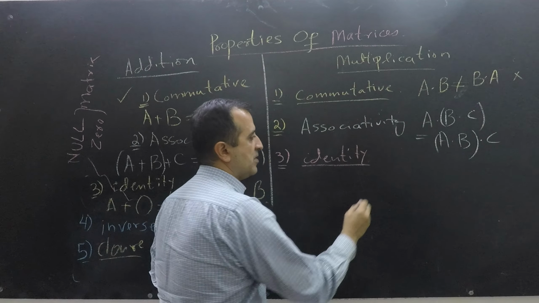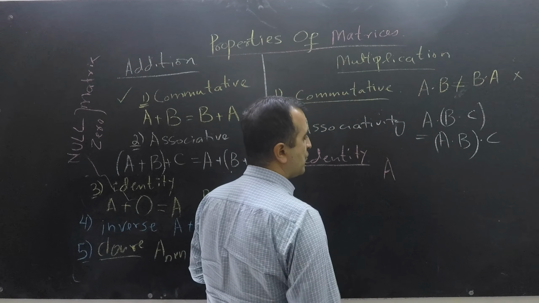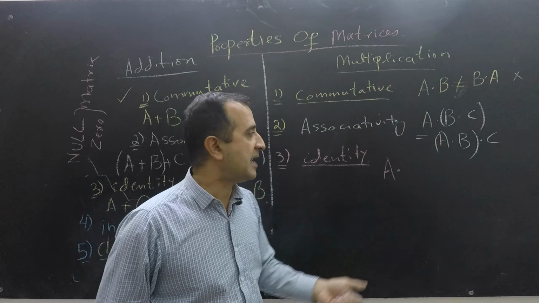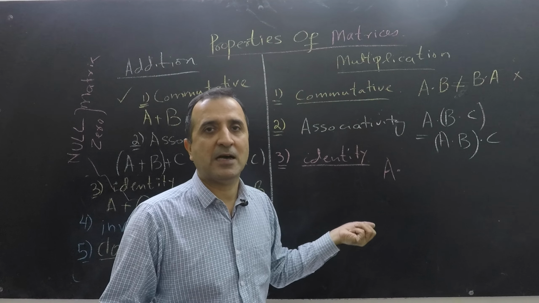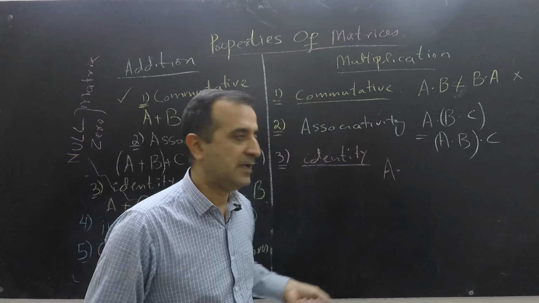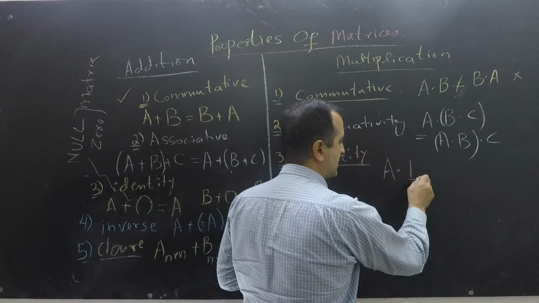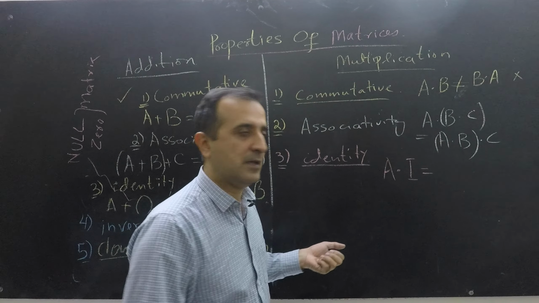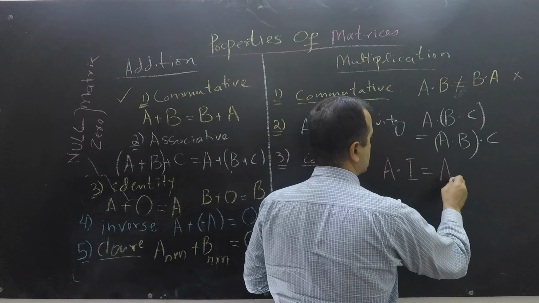That means we have A and we multiply A with a special matrix which I will call I. In case of multiplication, everybody calls this matrix I, which is the identity matrix. So we multiply by my identity matrix I, and my answer will be A. So my answer will remain unchanged.